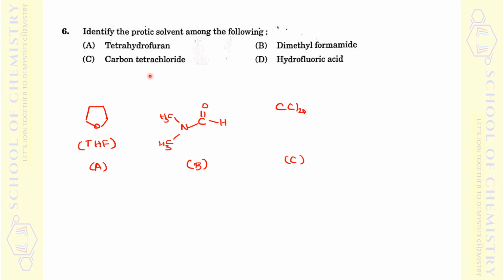Carbon tetrachloride is easy to identify because it does not contain protons at all. So in no scenario can it be a protic solvent. And the last one, HF. Yes, it can dissociate to produce H+ as well as F-, and that's how it can donate protons, or it has ionizable protons. So among the following solvents, if the protic solvent is asked, we should go with hydrofluoric acid, HF. That is the answer.